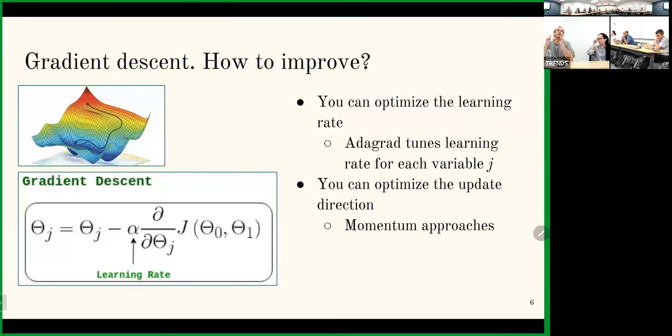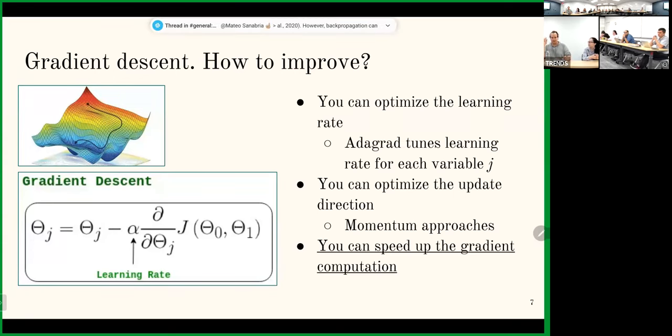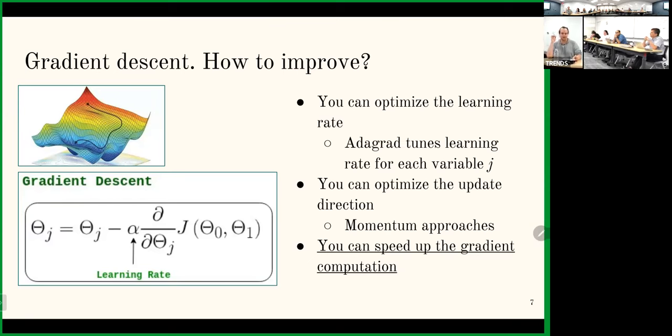Next, you may try to make a smarter update, to find a smarter direction of your update. For example, you can add some measure of inertia to your updates so that each new gradient does not solely define your update, but it aggregates with the past gradients. And that's what momentum approaches are doing. Another strategy, since this is an iterative algorithm, you can try to make each of your iterations faster. And since in each iteration you have to calculate the gradient, you may try to calculate your gradient faster. And that's what the paper presents, a new technique for.